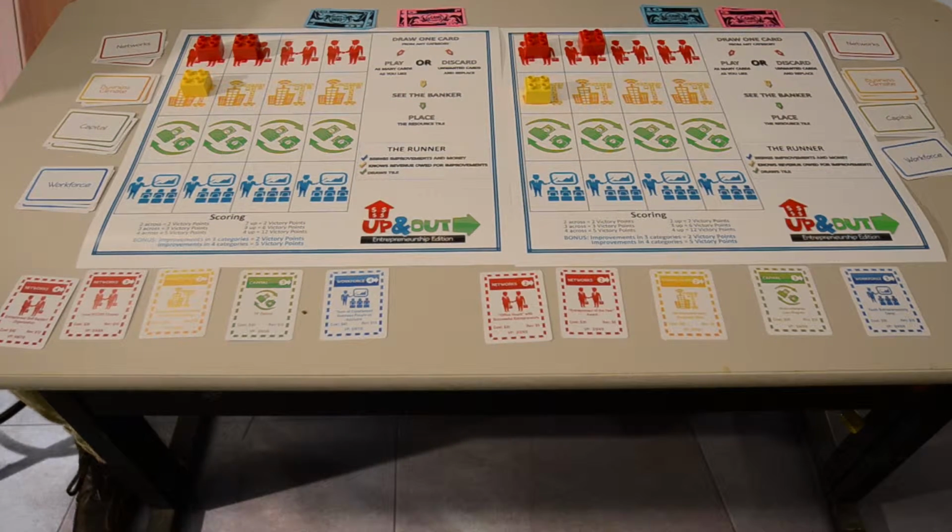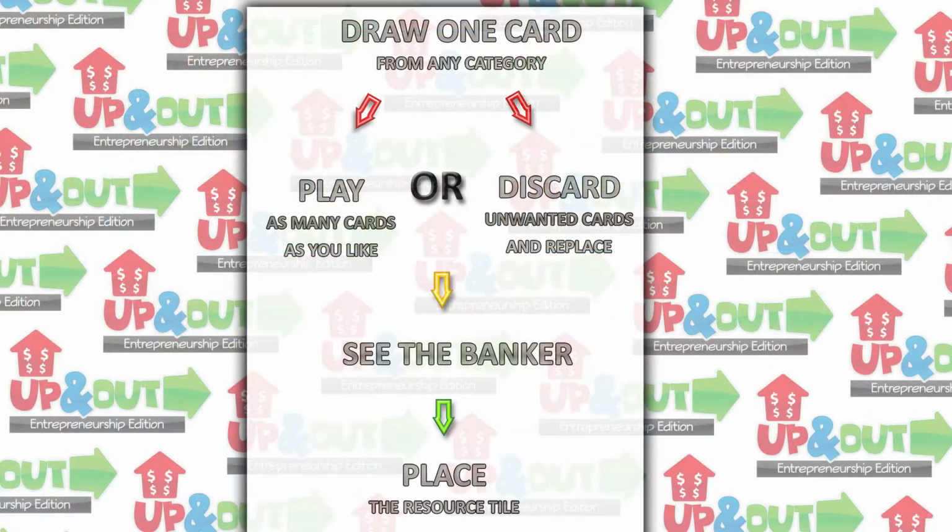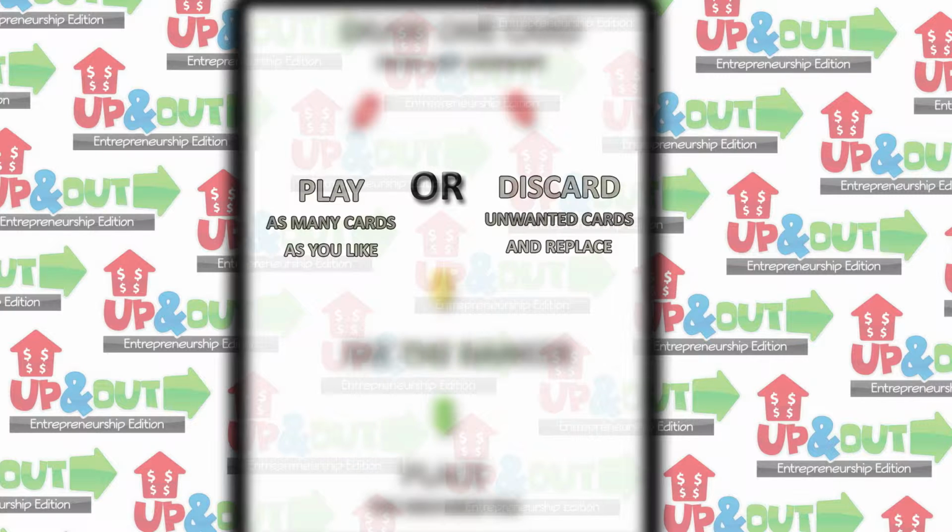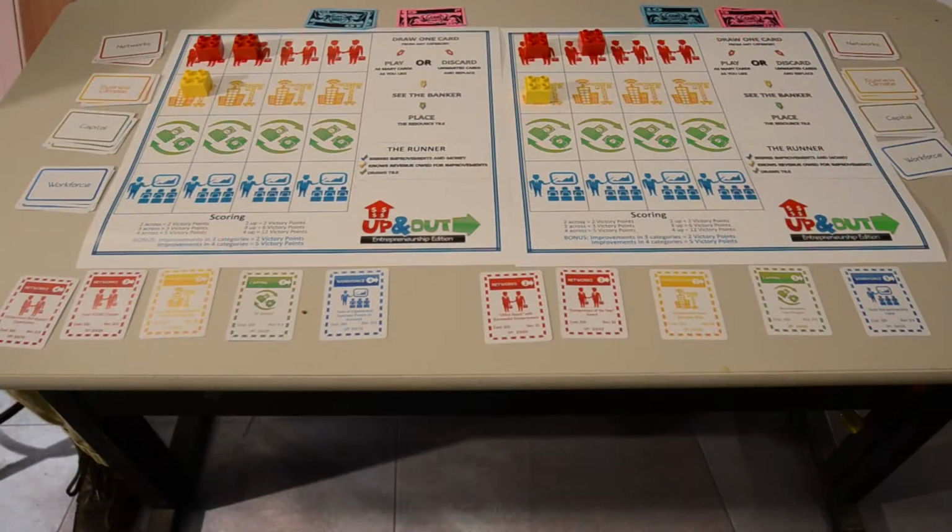Okay, very good. Now, the next step in the turn sequence is to either play, and you can play multiple cards, or you discard. You cannot do both. You play or you discard. What are you going to do, Calvin?